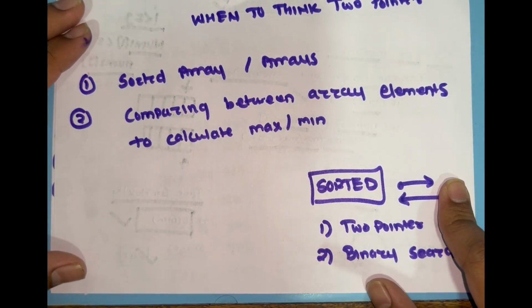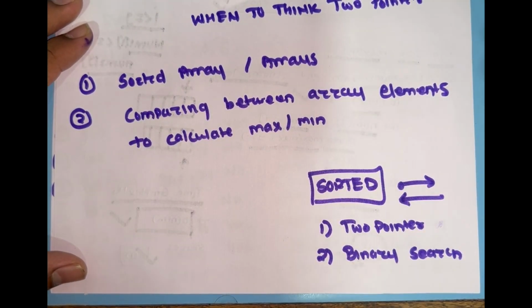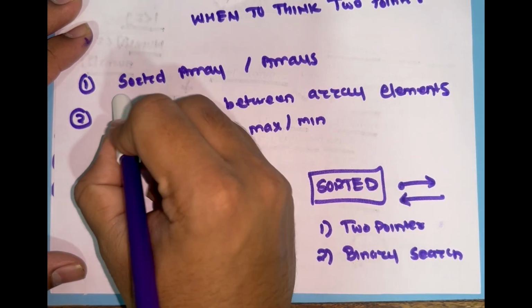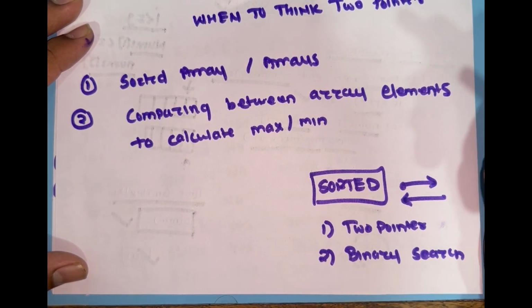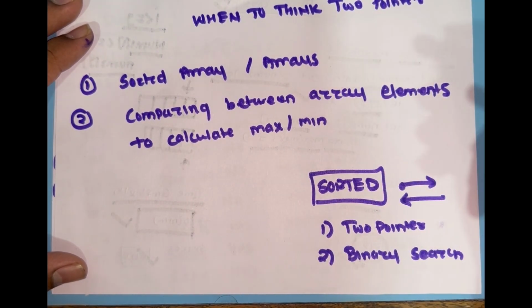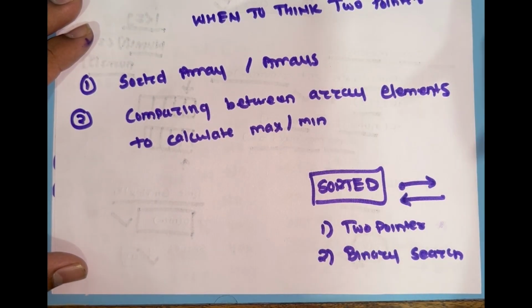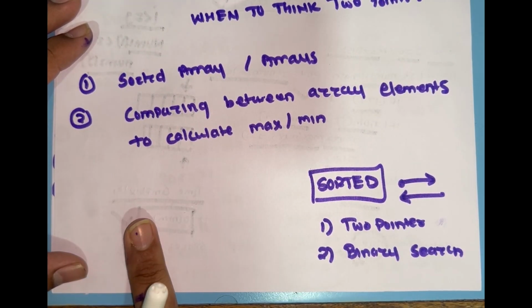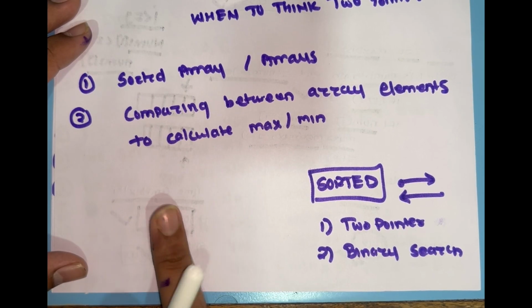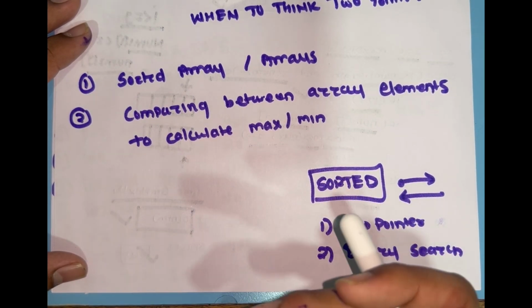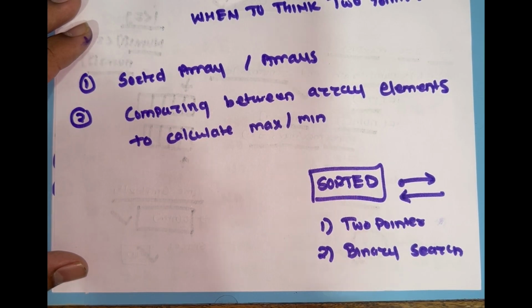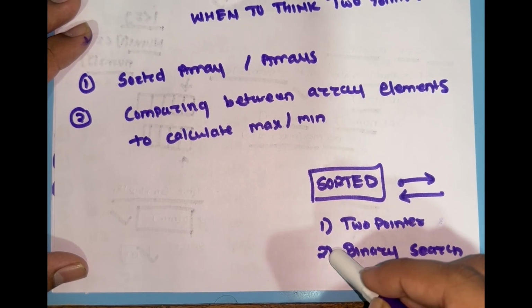Here's a pro tip for you guys: when to think about the two-pointer approach. Whenever you see a sorted array or arrays, like in this problem, and you are comparing between array elements, try to see if the problem can be solved using two-pointer. Or if you see the array is sorted, try to see if a two-pointer approach or a binary search approach helps you find the solution. First think in these two directions, then explore others.